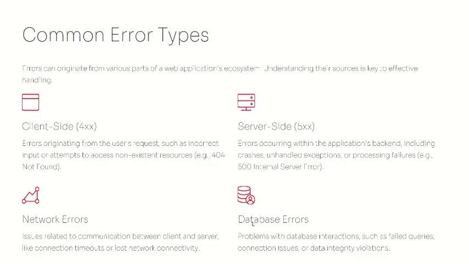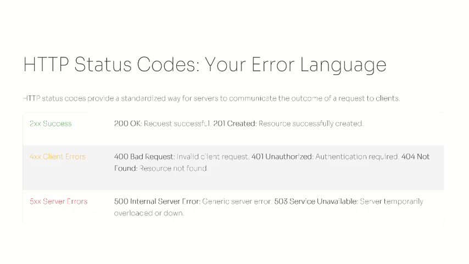So let's go to database errors, which means problems with database interactions such as failed queries, connection issues, or data integrity violations. If your app depends on a database, failed queries or a lost connection can trigger errors. So by identifying these types of errors, we can respond more accurately with the right status code and messages. So let us move into HTTP status codes.